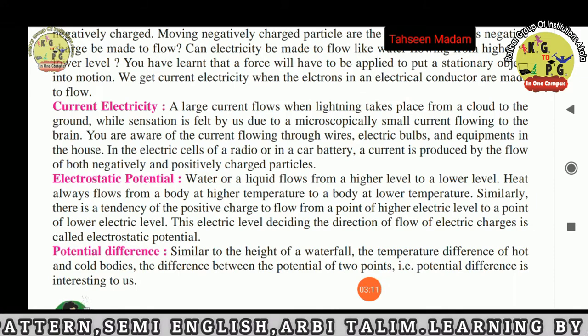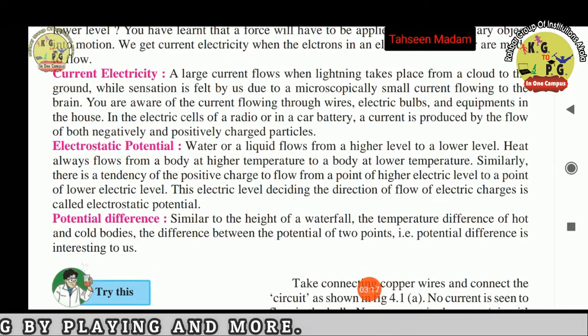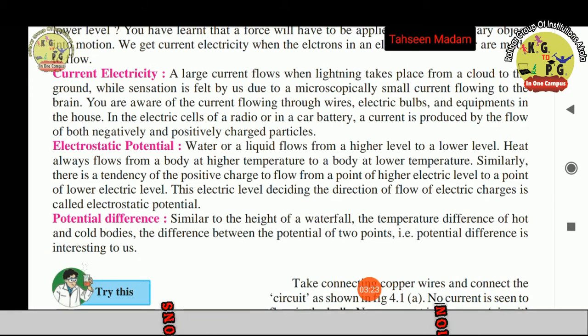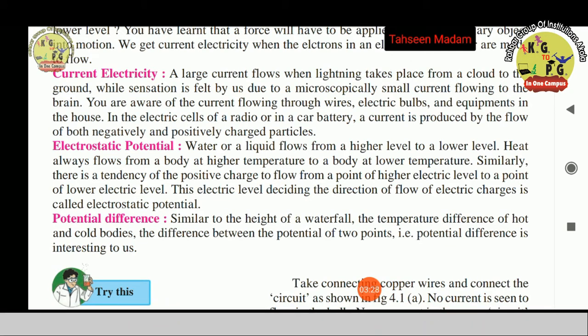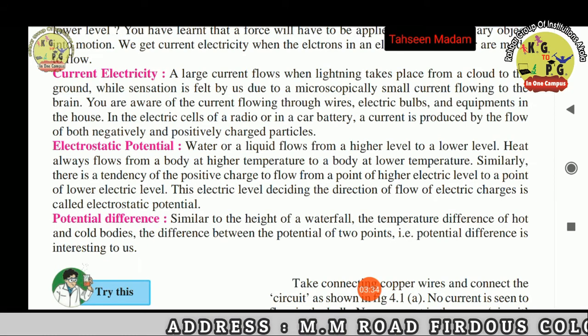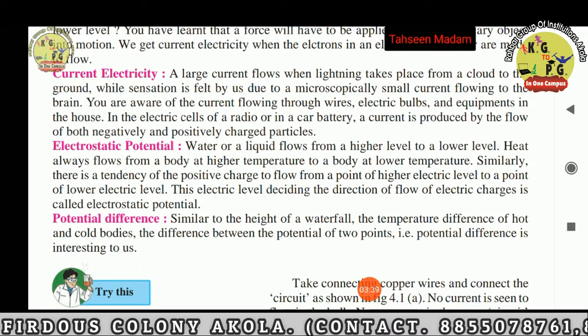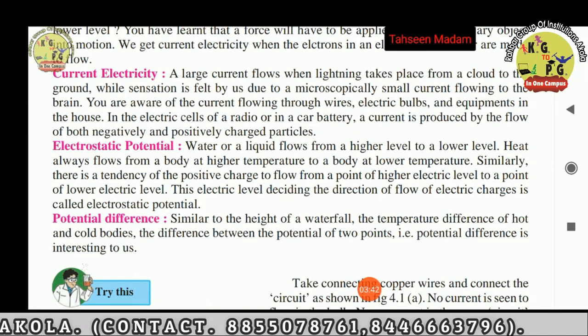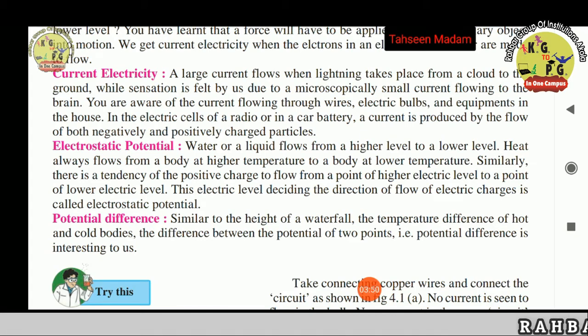Electrostatic potential. Water or a liquid flows from a higher level to a lower level. Heat always flows from a body at higher temperature to a body at lower temperature. Similarly, there is a tendency of positive charge to flow from a point of higher electric level to a point of lower electric level. This electric level deciding the direction of flow of electric charge is called electrostatic potential.